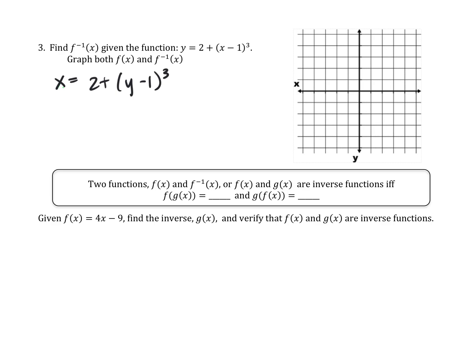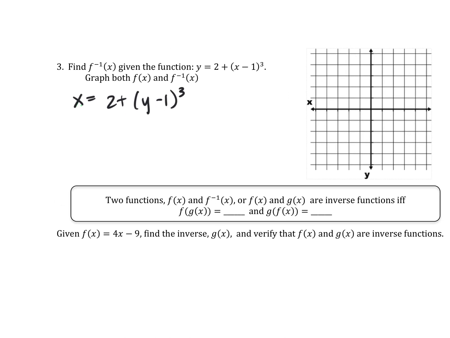And then we got to get y by itself. So Thomas, maybe you write yourself a little note. 1, flip the x and the y. 2, get y by itself. How would I get y by itself here? I'm going to subtract 2 first. Then we're going to cube root.